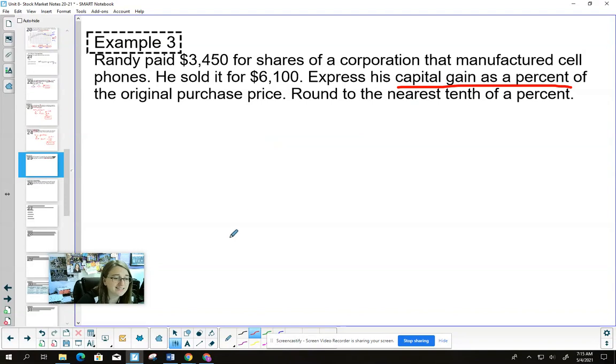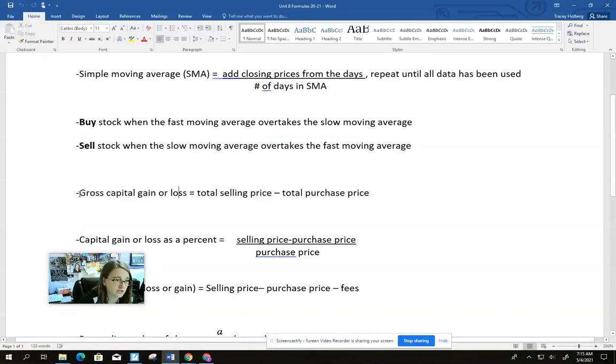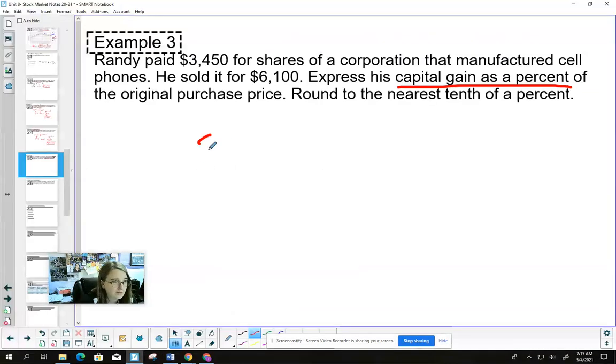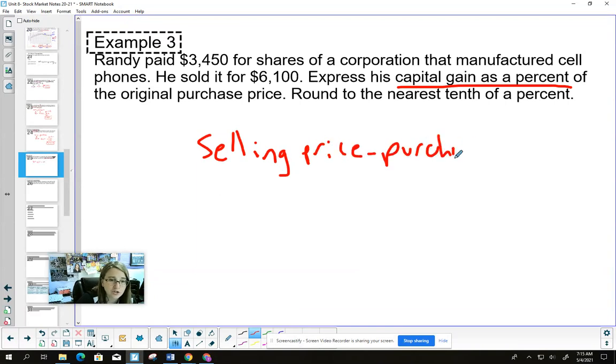Capital gain as a percent is different on the formula sheet. So here was gross capital gain. Just subtract them. Capital gain as a percent is right here. So we're going to copy that. Selling price minus the purchase over the purchase. So capital gain is on top, right? Selling price minus the purchase price. This is capital gain, just in general.